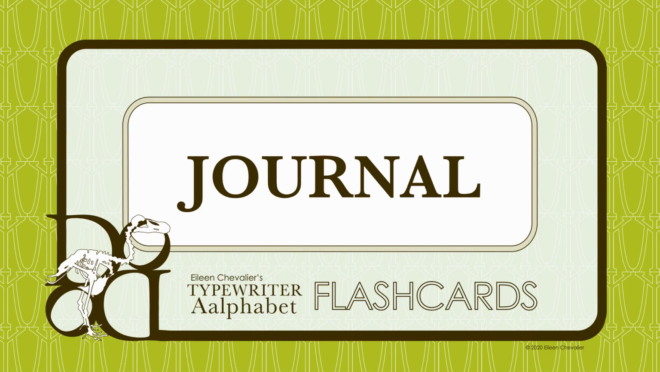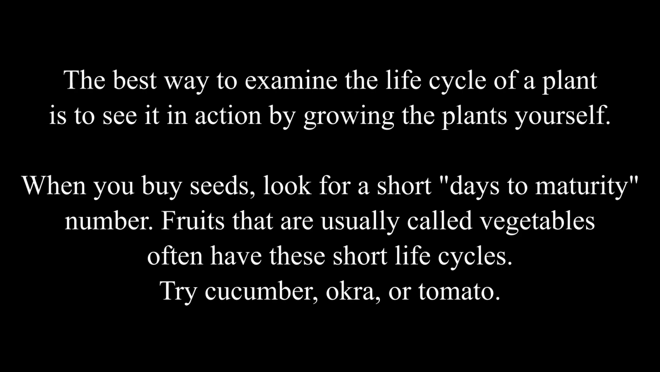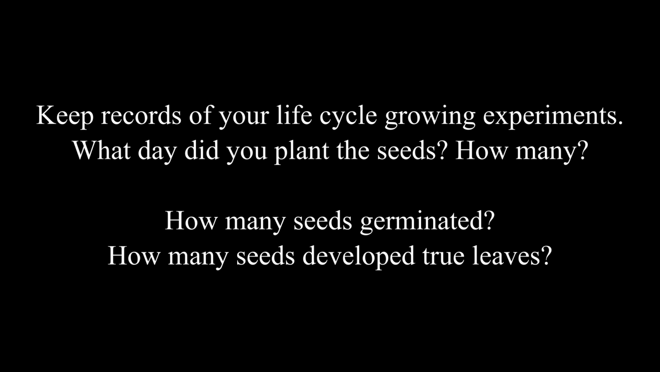All right, so in your journal, there are a couple things you can do. First, the best way to examine the life cycle of a plant is to see it in action, right? By growing plants yourself. When you buy seeds, look for a short date to maturity number. Fruits that are usually called vegetables often have these short life cycles. Like the beans that we were talking about, 5 weeks, right? Crazy, that's very short. Try cucumber, okra, and tomato. They're fun and they're delicious. Okra, I just love. The flowers on okra are large, they're gorgeous. They're really, really beautiful.